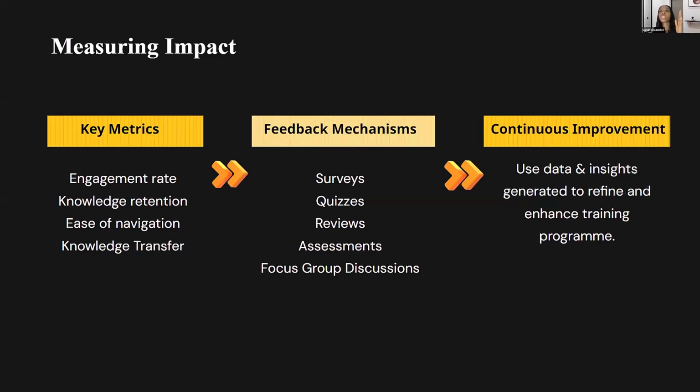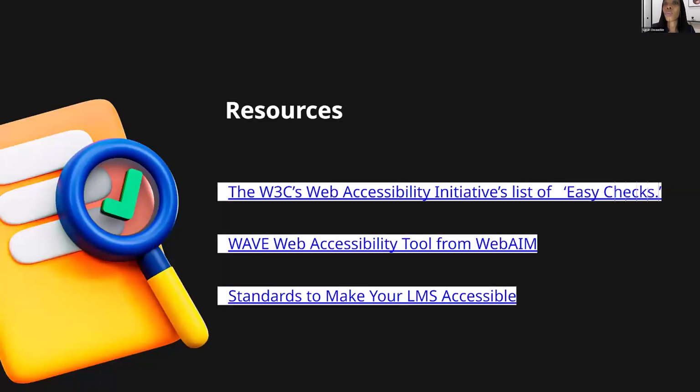And then at the end, you use all the data you've gotten from the metrics you've set to refine whatever you are doing and try to improve it for the next user or for the next project, basically. And that is it for trying to meet the needs of diverse learners.